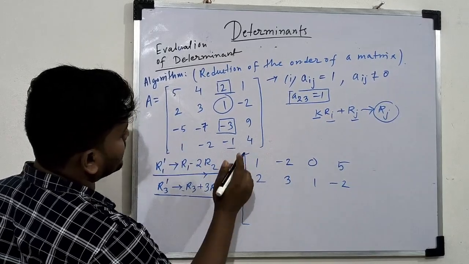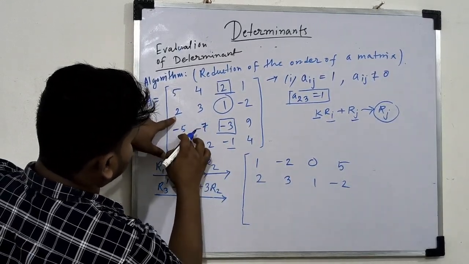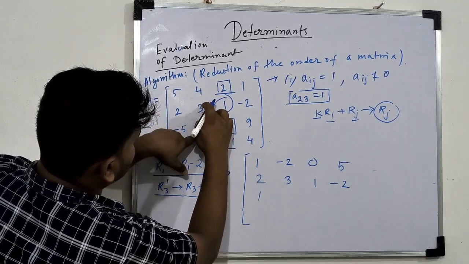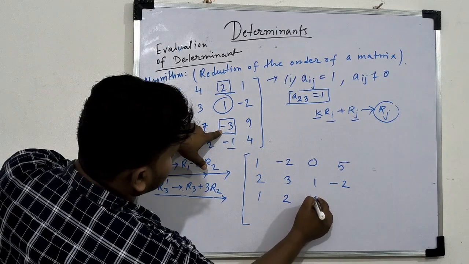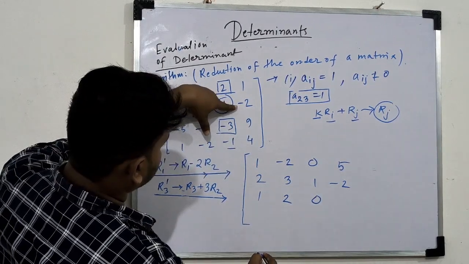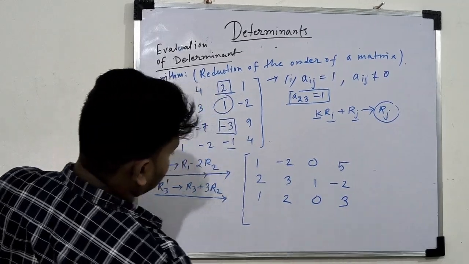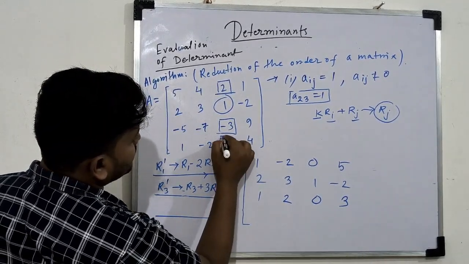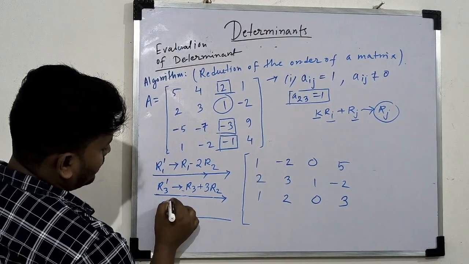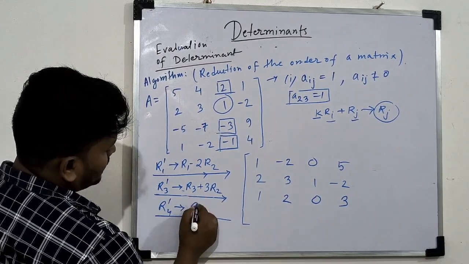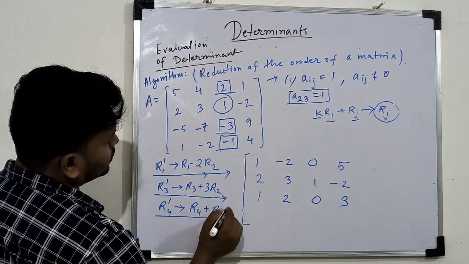So new r3 becomes r3 plus 3 into r2. So 6 minus 5 is 1. This will be 3, 9 minus 7 is 2. This will be 3 minus 3, 0, and this will be minus 6 plus 9. So this will be 3. And to make this minus 1 into 0, we have to change r4. So new r4 becomes, we apply r4 plus r2.